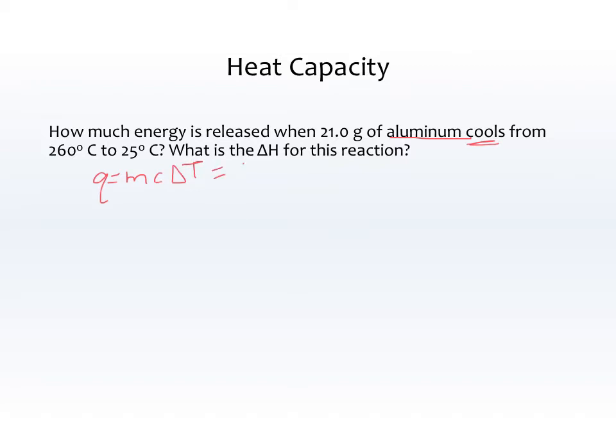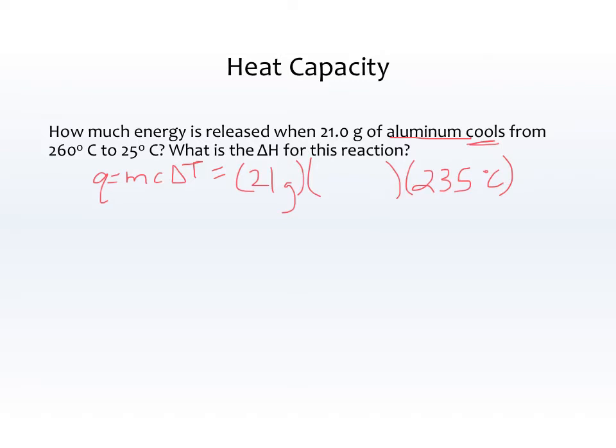So M, that's 21 grams. Delta T, that's 260 minus 25 is 235. The only thing that's weird here is the C. You're going to have to find your own specific heat for aluminum. So go back to your reference chart. In your reference chart, there's the delta H, S, and G first couple of pages. The last page has to do with information about every element we know. There's all sorts of really good stuff. It's in alphabetical order, so you'll find aluminum. It's the second one down.